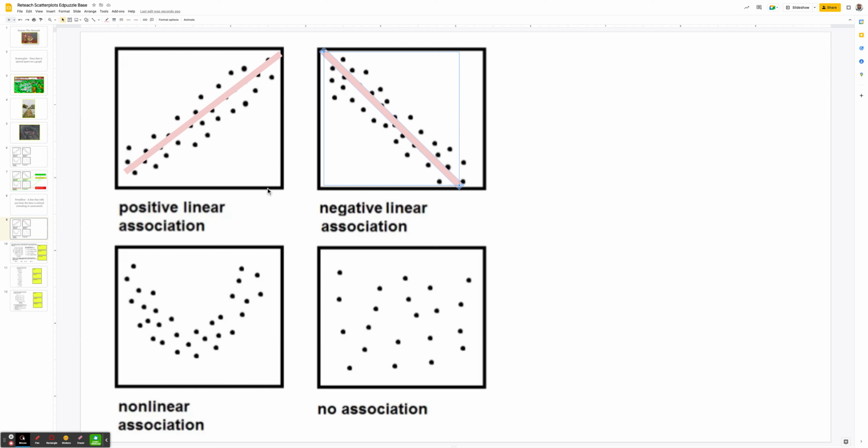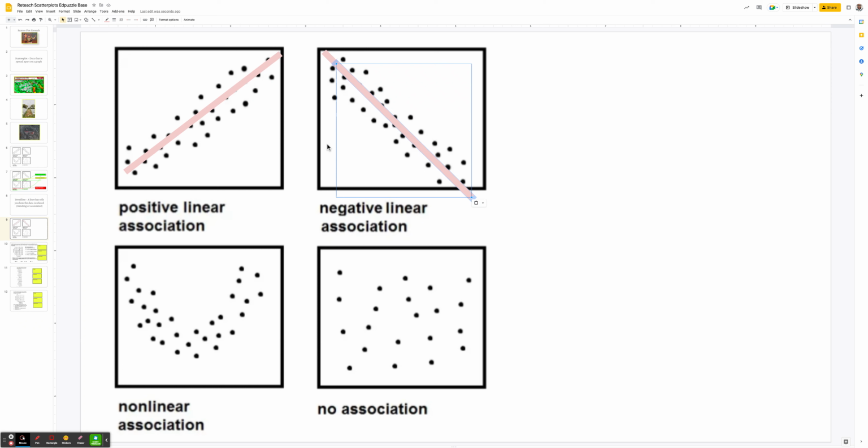So let's talk about this next one. Notice that this is positive and it was going up. We read a graph from left side to right side and it was going up. Another way to say that is that as x was increasing, y was increasing.